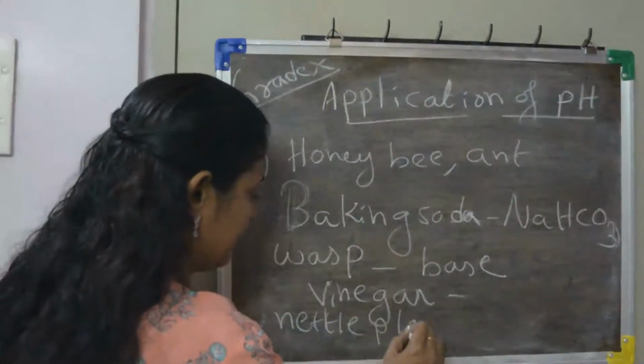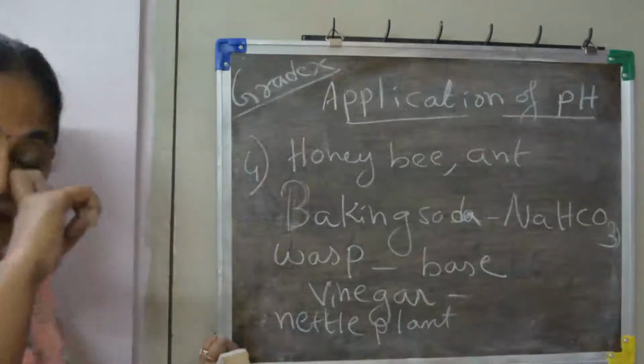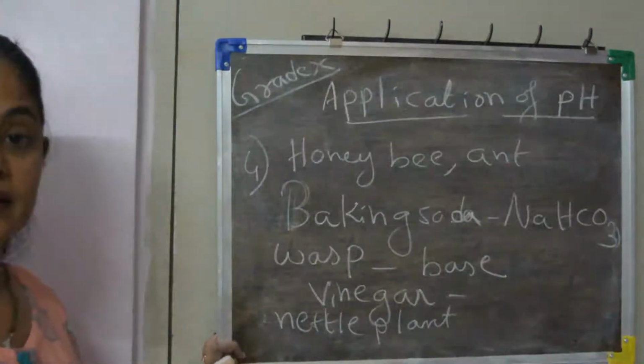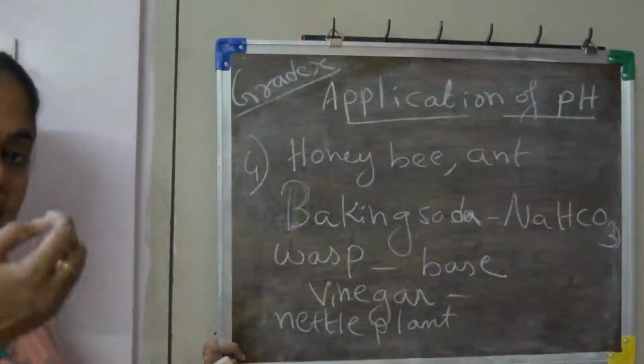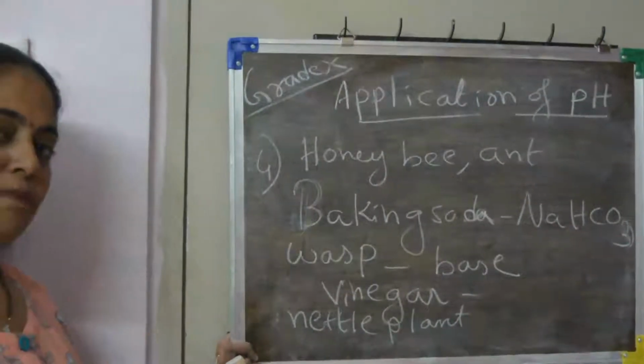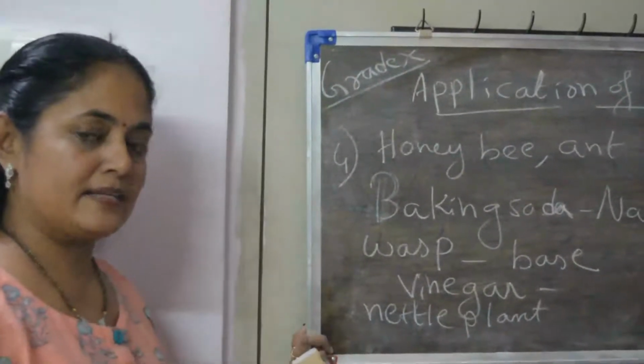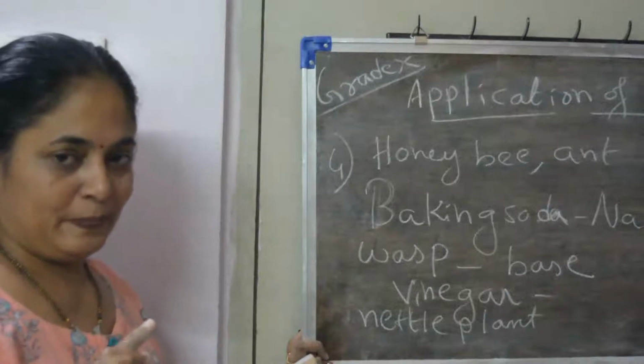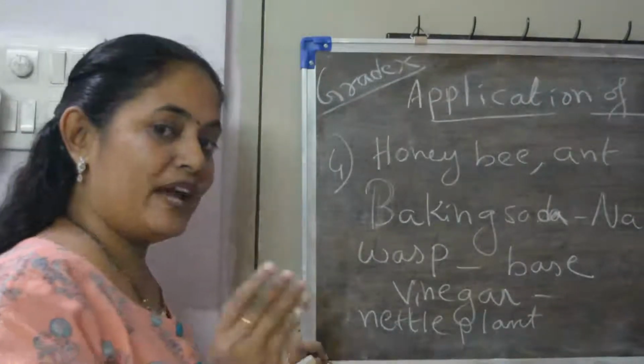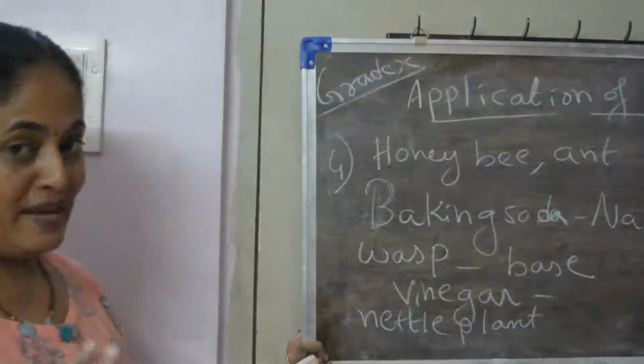Another one is not very common, but you must have heard about it. Nettle plant. The nettle plant is wild; you can see those plants only in the forest. It has a thorn-like thing. So if any person by mistake touches the plant, it releases acid. Okay, so there also we have to neutralize with a base.